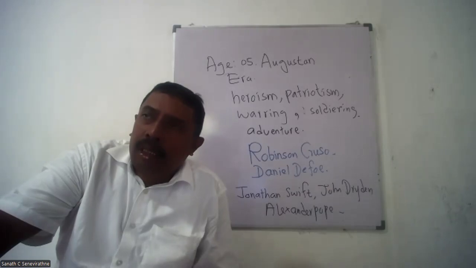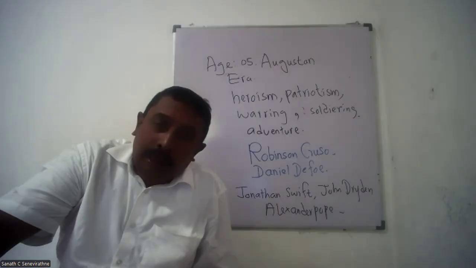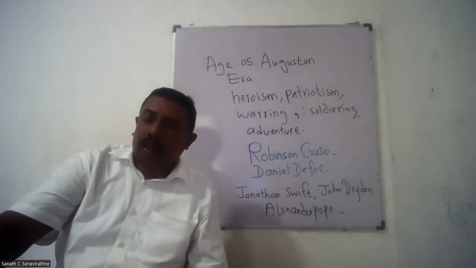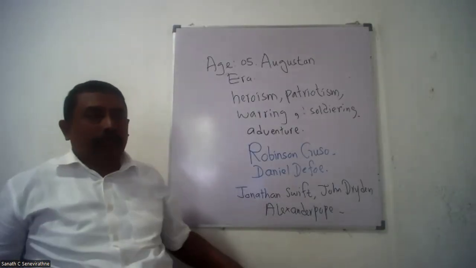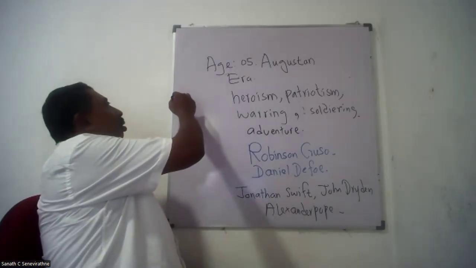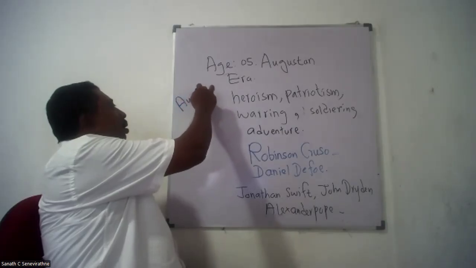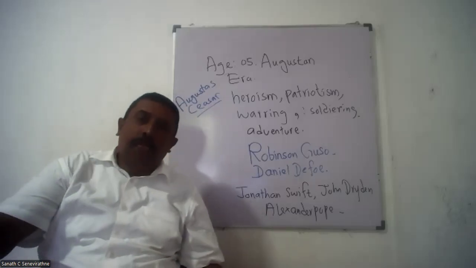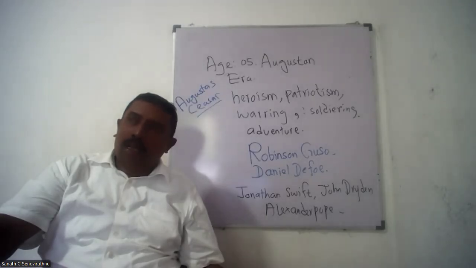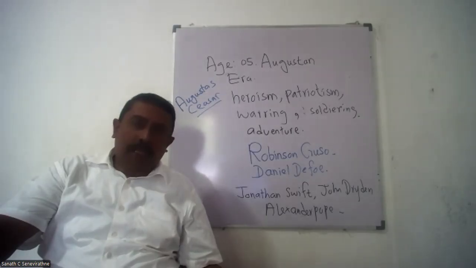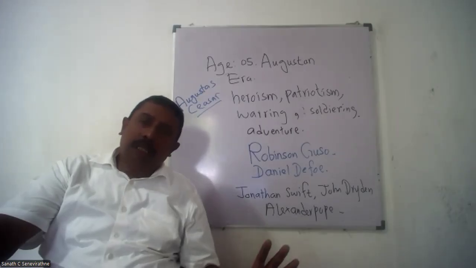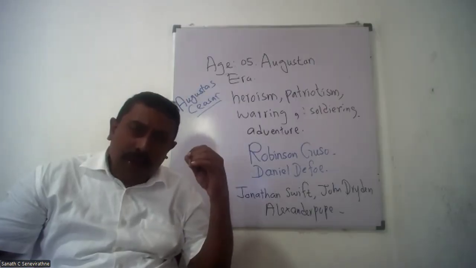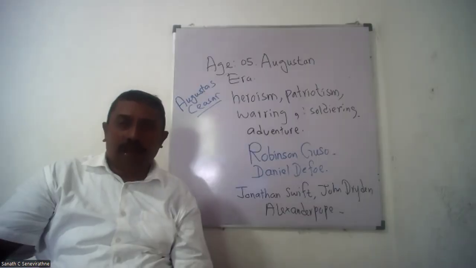Now, this period is called Augustan period because at that time in England there was a trend of learning classical literature. Classical literature means Roman and Greek literature, right? Especially Roman literature, Latin literature written during Augustus Caesar's time, when Roman literature was developing. Those Roman writers wrote about heroism, patriotism, warring, soldiering, adventure, etc. English writers also followed the same style. Therefore, they are called Augustan writers, right?